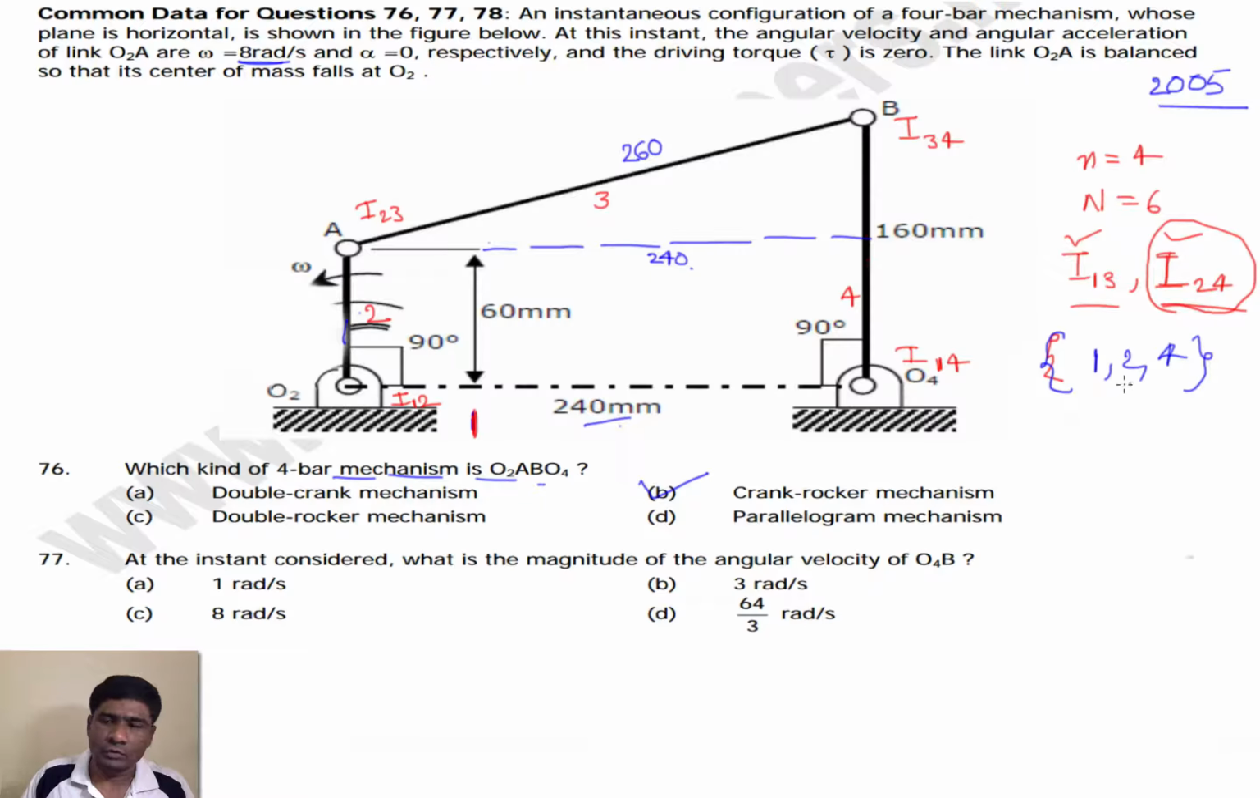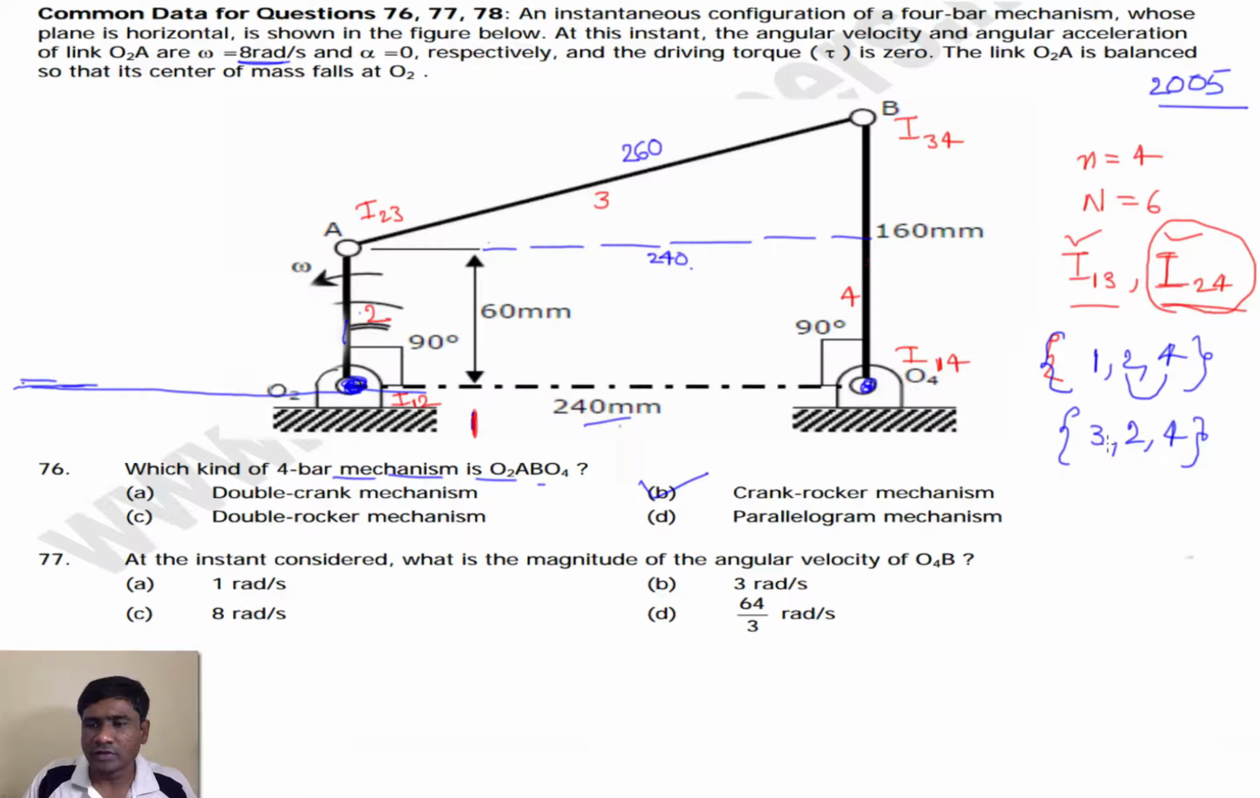So the instantaneous center of 1 and 2 is here, and the instantaneous center of 1 and 4 is here. The instantaneous center between 2 and 4 should lie on this line. So draw this line and extend it; I24 should lie on this line. Then take another set of links, that is 3, 2 and 4.